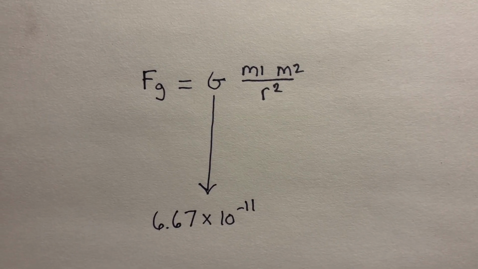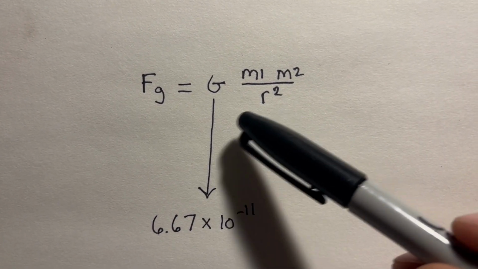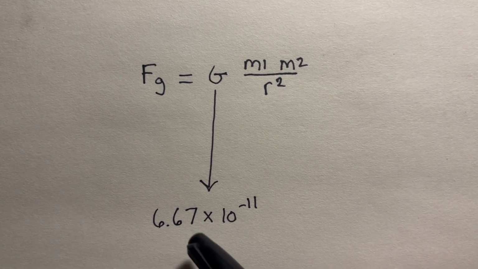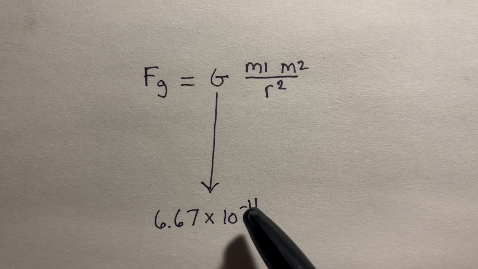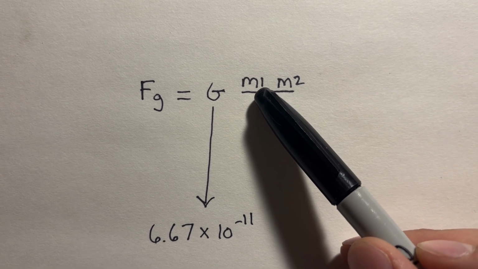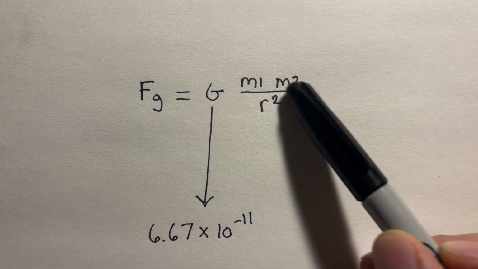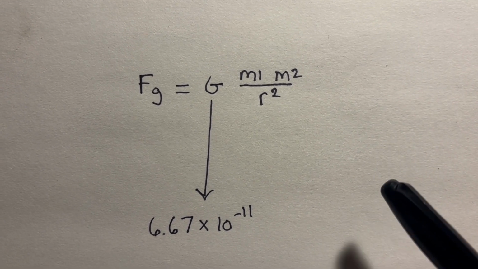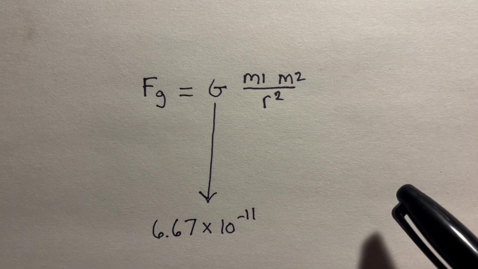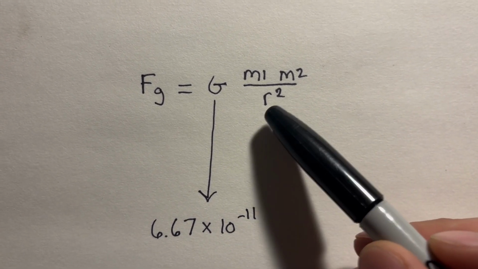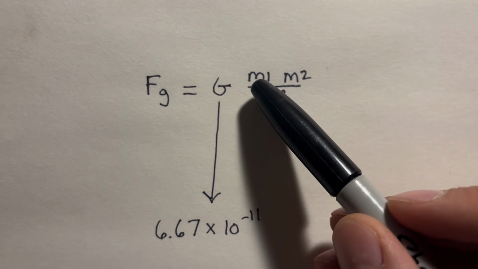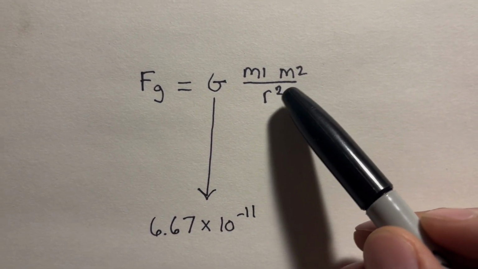So the force, in this case gravity, is equal to G, which is the gravitational constant, 6.67 times 10 to the negative 11th power, times the mass of one object times the mass of another object. So two objects. That could be the moon and the earth, for example, and then the radius between, which is the distance between these two objects, squared.